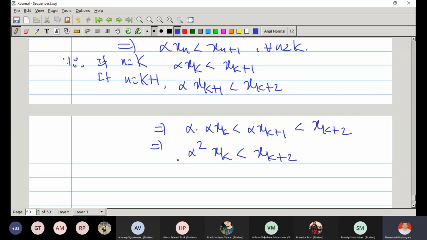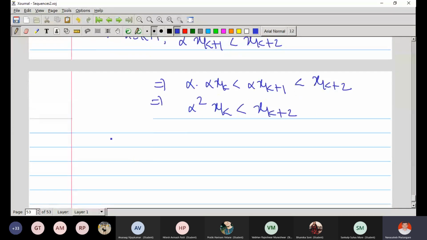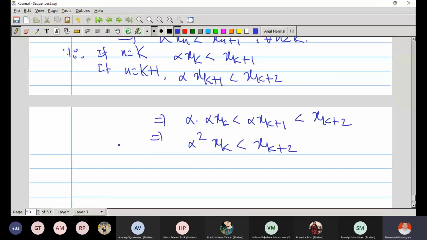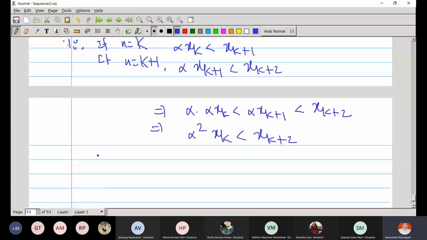Now I want to generalize this. I am just looking at n equal to k, n equal to k plus 1. What about n equal to k plus 2? If n is equal to k plus 2, then what I will get is alpha cube into xk is less than xk plus 3. Am I right?